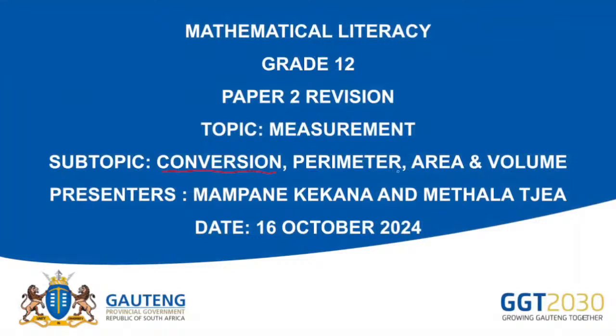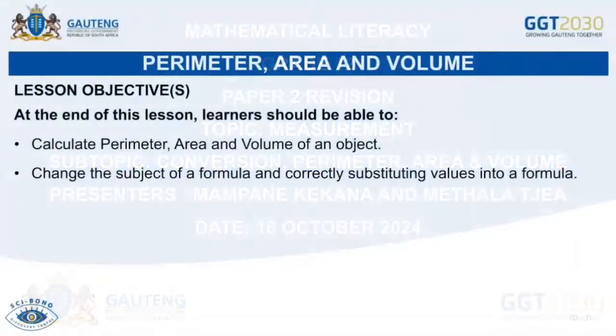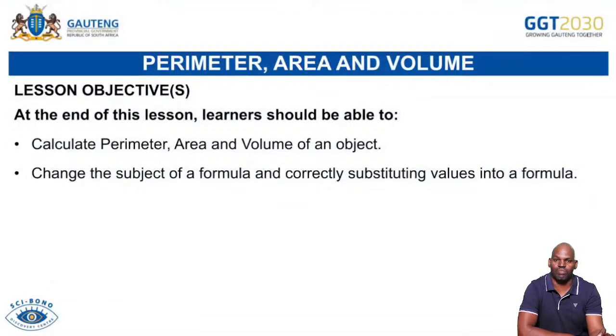And then of course we're going to look at how we calculate perimeter, and also how we calculate area, and how to calculate volume. At the end of this lesson you should be able to calculate perimeter, area, volume, and then of course be able to do conversion.